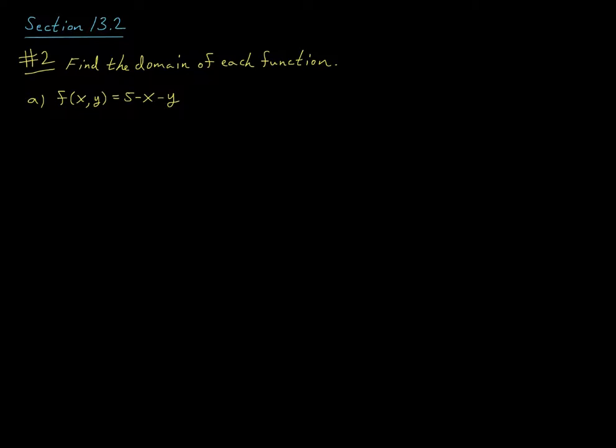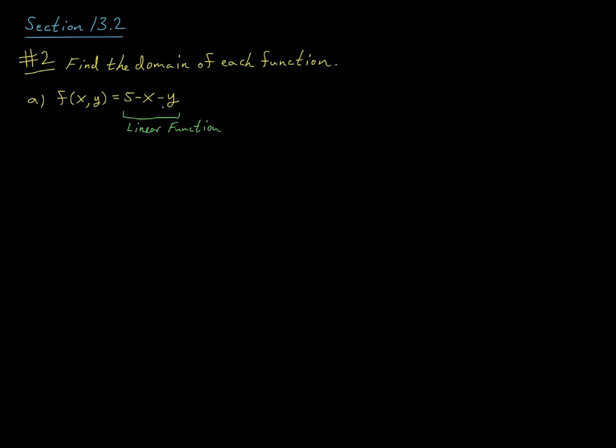All right, in this next video in section 13.2, we're going to look at finding the domain of some multivariable functions. So in the intro video, we saw that the domain of a function of two variables was a subset of the xy plane. Okay, so with that in mind, let's look at part A. We have f of x, y is 5 minus x minus y. Notice here that the right-hand side is linear in both x and y. So for this reason, we're going to call this a linear function.